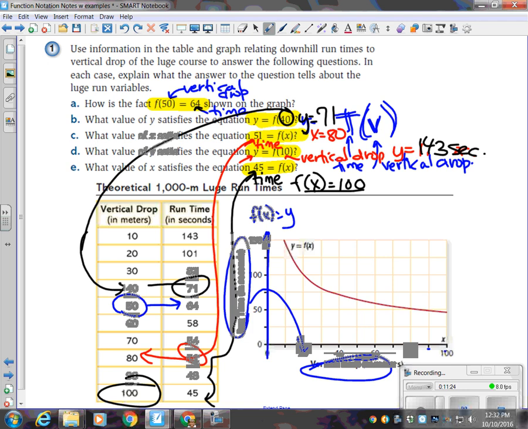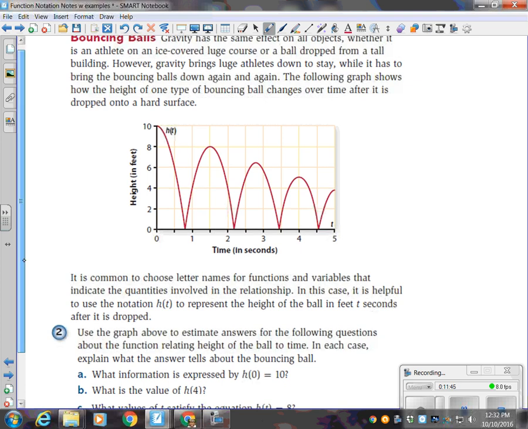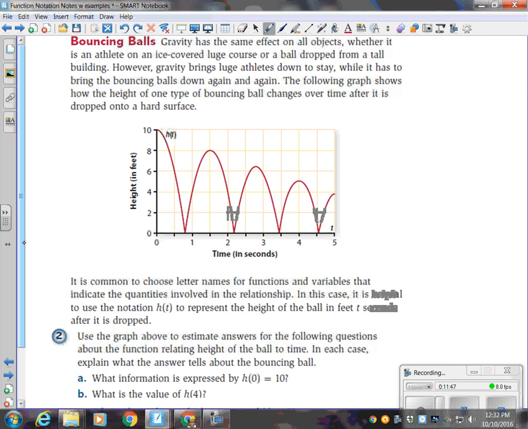All right, that's it with that first one. It says making meaning. Now, do y'all have an example at the bottom? And I think I did copy the questions for this one. Okay, there's A, B, C, D, E questions. Bouncing balls. Gravity has the same effect on all objects, whether it's an athlete on an ice-covered luge course or a ball dropped from a tall building. However, gravity brings luge objects down to stay while it has to bring bouncing balls down again and again and again.